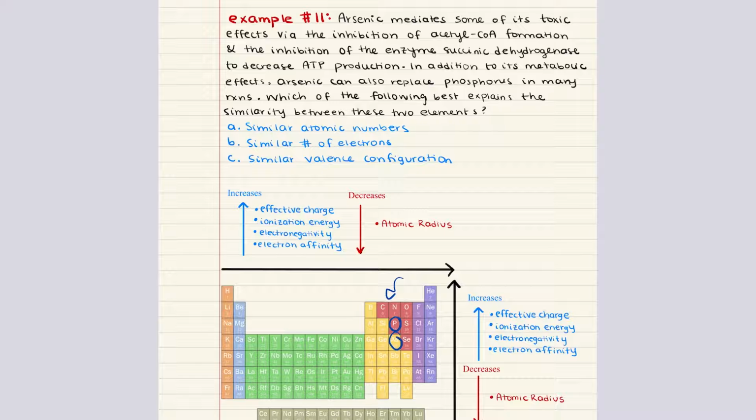Answer choice A says similar atomic numbers, and this is just incorrect. Atomic numbers are unique to each element, and they increase sequentially across the periodic table. Phosphorus has an atomic number of 15, while arsenic has an atomic number of 33. And although these elements have different atomic numbers, this just doesn't explain their similar chemical behavior. All right, and the answer choice says similar atomic number, which is just outright incorrect.